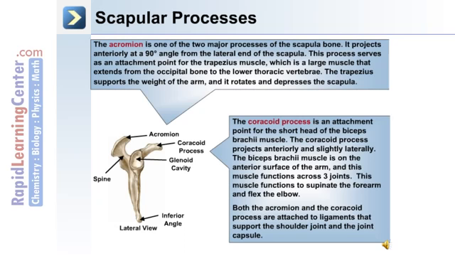The coracoid process is the second major process of the scapula. It's an attachment point for the short head of the biceps brachii muscle. The coracoid process projects anteriorly and slightly laterally. The biceps brachii muscle is on the anterior surface of the arm, and this muscle functions across three joints. This muscle functions to supinate the forearm and flex the elbow. Both the acromion and the coracoid process are attached to ligaments that support the shoulder joint and the joint capsule.